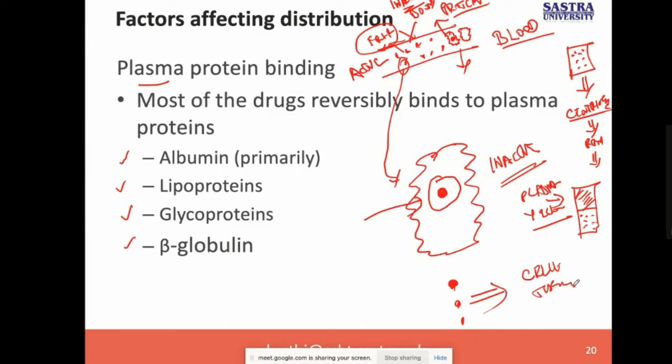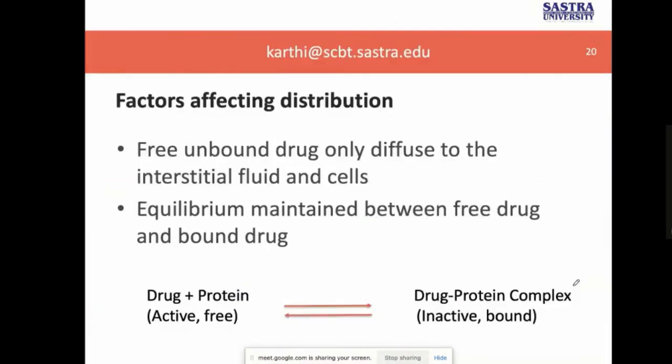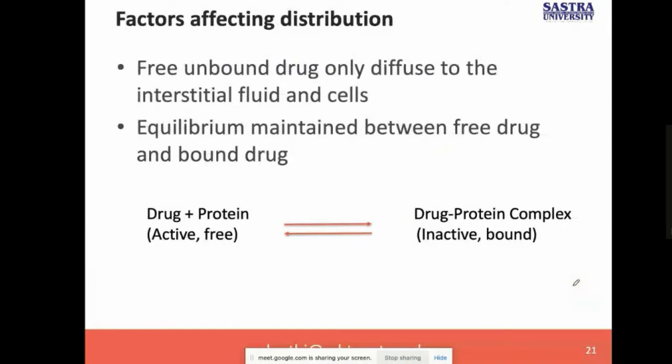So how we call active and inactive drug molecules? Make sense? Looking for some response. Yes. Yes, right? Okay. So this is what I said, active, inactive, right?